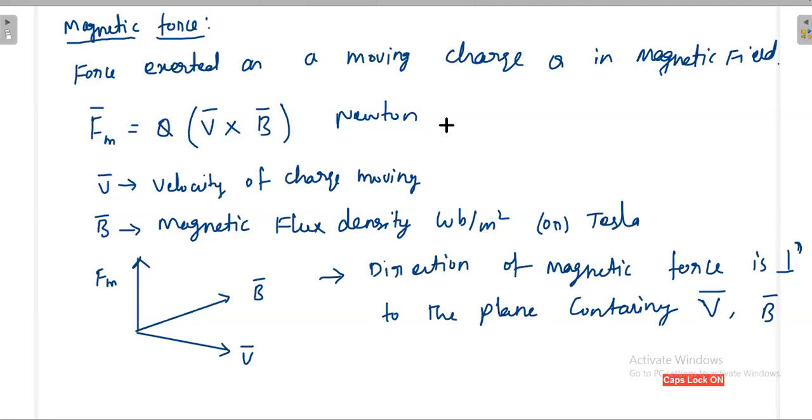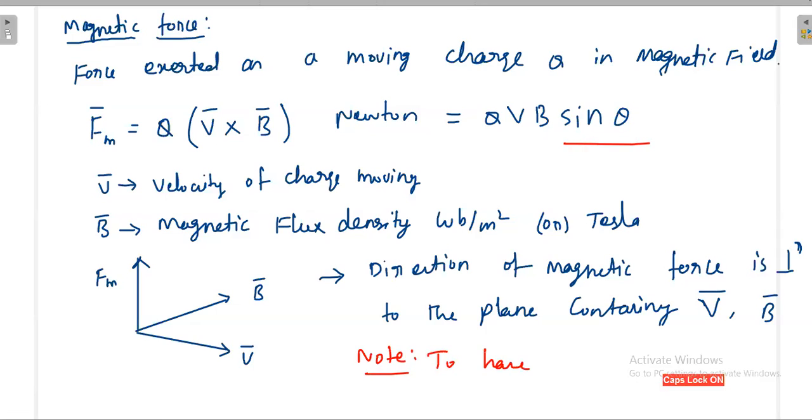And from this formula it's very clear. It will give you QVB sine theta. More the velocity, more the force; more the charge, more the force; more the magnetic field, more the force. But finally, what is important? Sine theta is important. If theta is zero, then force is zero. Theta will be zero whenever V and B are in the same direction. But if you want a very high magnetic force, theta has to be 90 degrees. So please note down, it's very important to have maximum force.